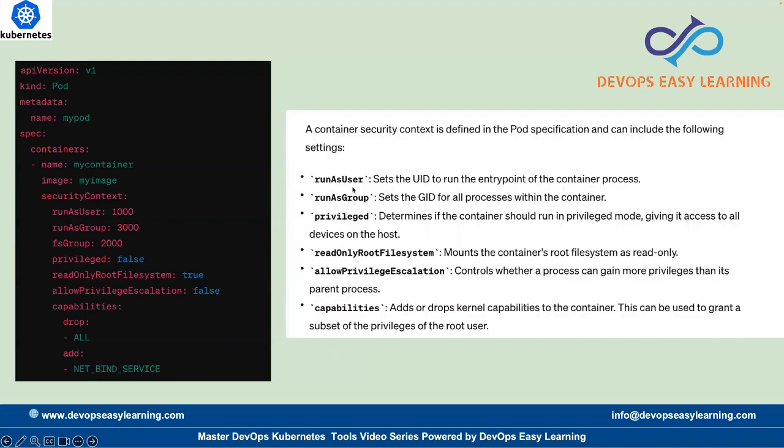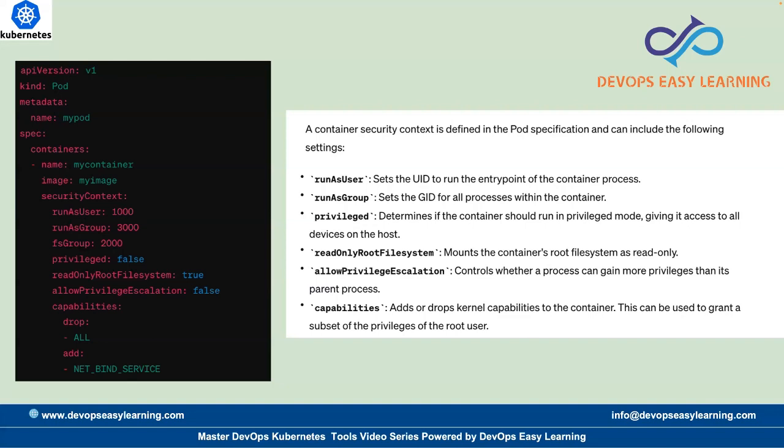And on this slide here, we tell you run as user means set the UID to run the entry point of the container process. Run as group sets the GID of all processes within the container. Privileged determines if the container should run in privileged mode, giving it access to all devices on the host. Read only root file system mounts the container root file system as read only. Allow privilege escalation controls whether a process can gain more privileges than its parent process. Capabilities add or drop kernel capabilities to the container. This can be used to grant a subset of the privileges of the root user. So those are, like I said, security contexts.